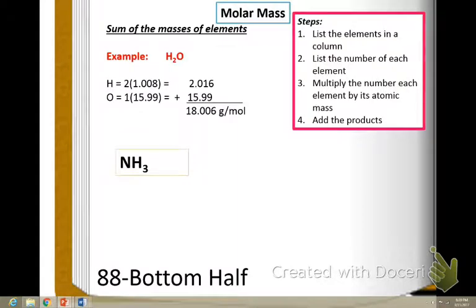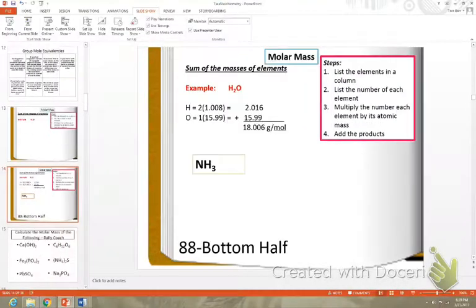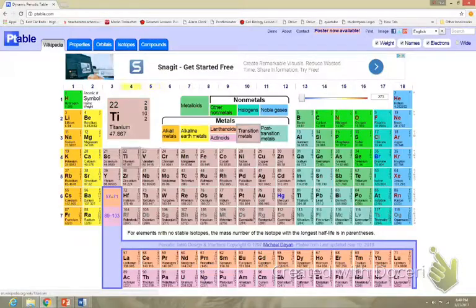Let's try another one. Then you've got nitrogen and hydrogen. Here are my elements: I have nitrogen and I have hydrogen. I only have 1 nitrogen and I have 3 hydrogens. Sometimes I just do it really quick. Hydrogen has an atomic mass of about 1, so I'm just going to say 1. Let's look at the periodic table. Nitrogen has a mass of 14.